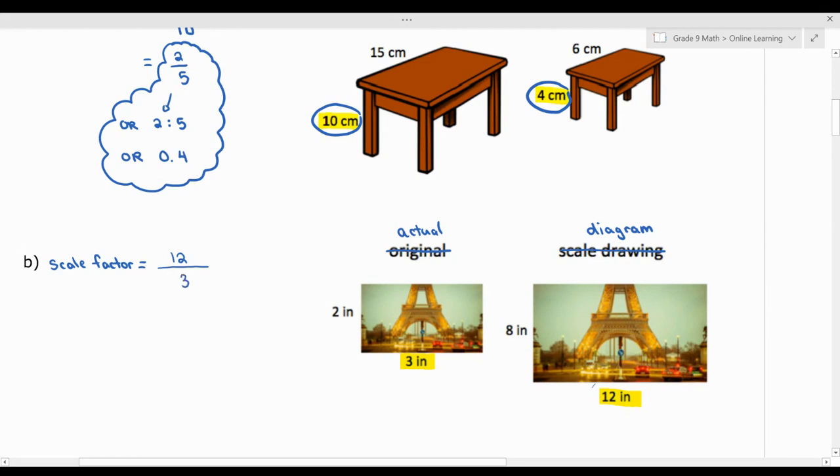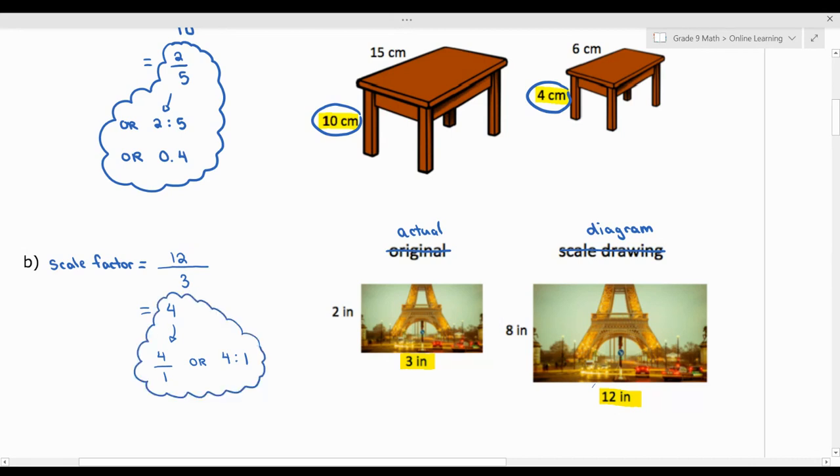Okay, so you have 12 over 3. Check if you can actually make that into a nicer number. We could divide that, and we would just say that the scale factor is 4. Okay, now on this, if you wanted, as well, technically as a fraction, it would be like 4 over 1. Or you could also say it's 4 to 1. So what that means, like 4 centimeters of the drawing is representing 1 centimeter of the actual. Okay, so however you would want to state that.